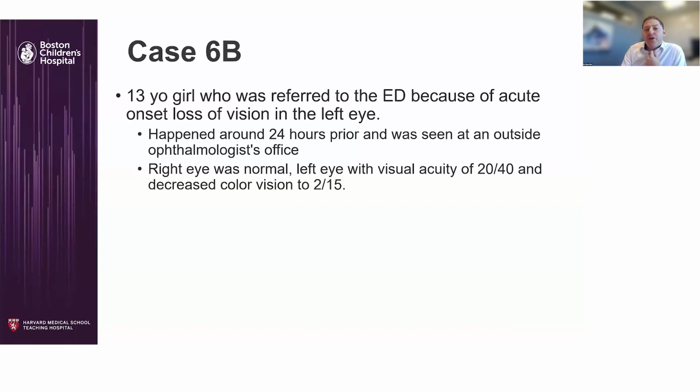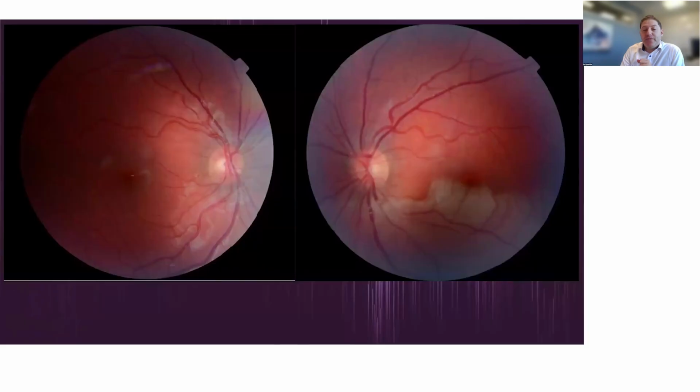Case 6B. So this was a 13-year-old girl who was referred to the ED because of acute onset vision loss in the left eye. It happened around 24 hours prior. She noticed it, so different from the other case, and was seen at an outside ophthalmologist's office. Her right eye vision was normal. Her left eye visual acuity was 20/40, and she had decreased color vision to 2 out of 15. Here is her fundus photo.